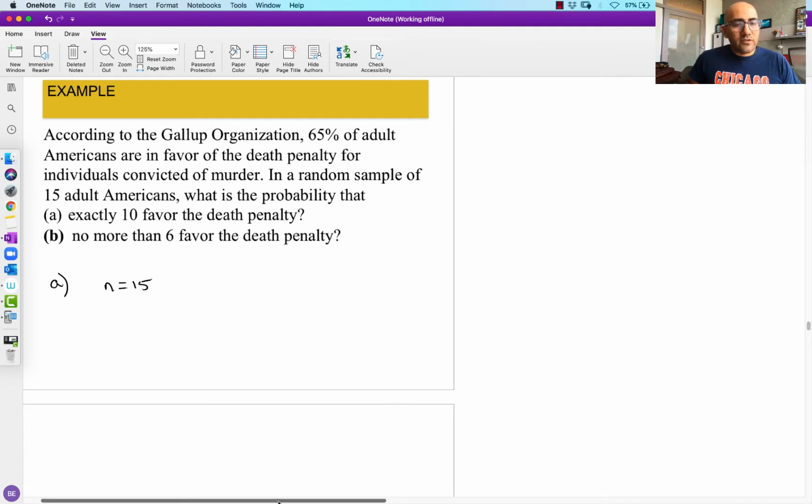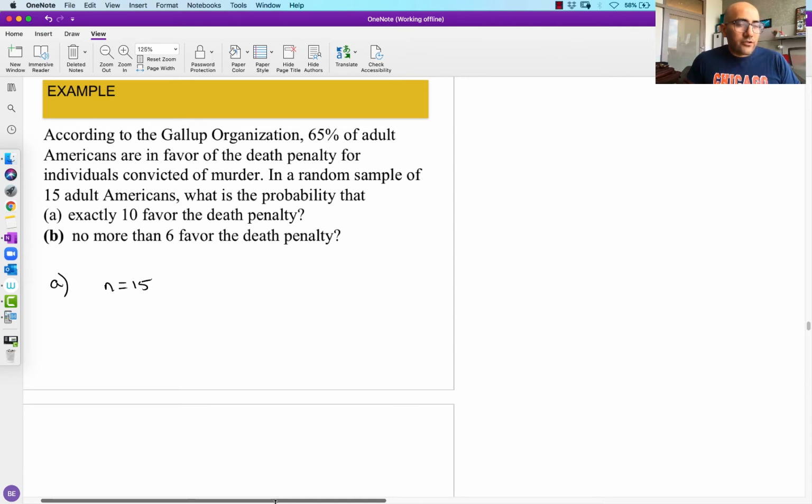Number 2, the trials are independent. They're randomly selected Americans. So if the third person is randomly selected and asked, do you favor the death penalty for individuals convicted of murder? Their response will not depend on what the prior people have said, right? They have their own independent opinion. So they are approximately independent.